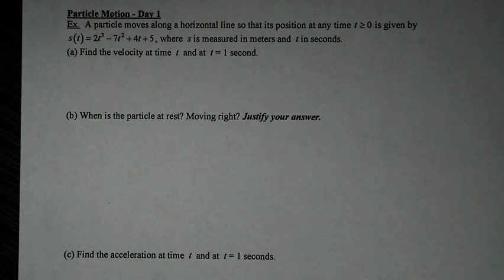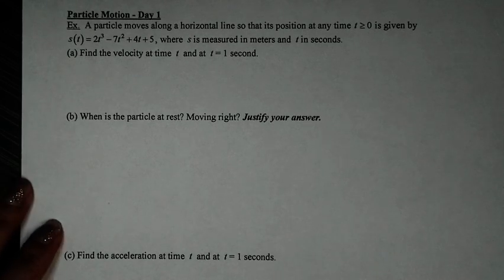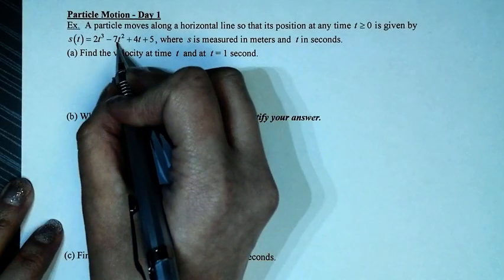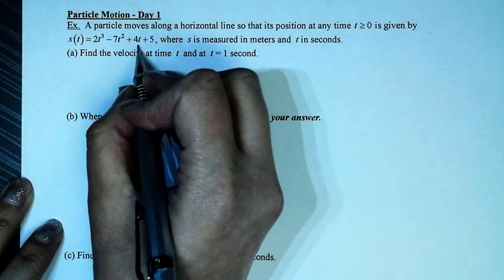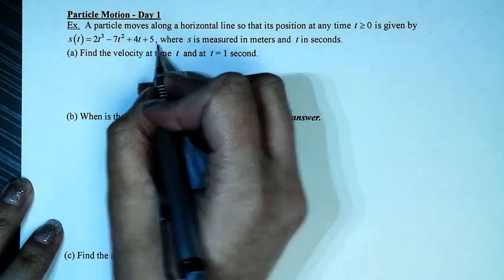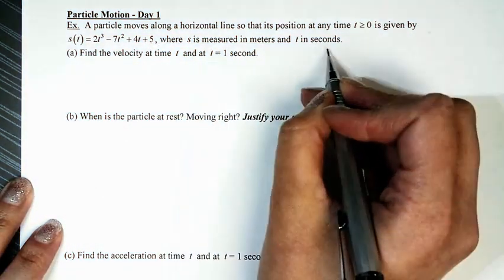Hi guys, today we're going to learn about particle motion. So let's look at this example. A particle moves along a horizontal line so that its position at any time t, when t is greater than or equal to 0, is given by s of t equals 2t^3 minus 7t^2 plus 4t plus 5, where s is measured in meters and t is measured in seconds.